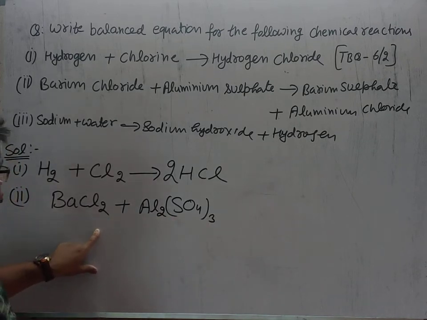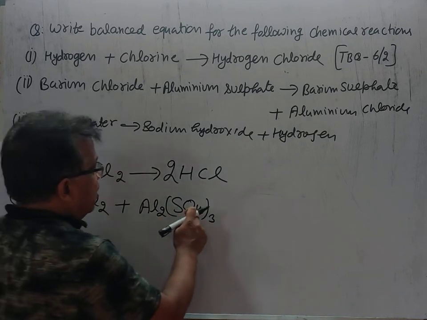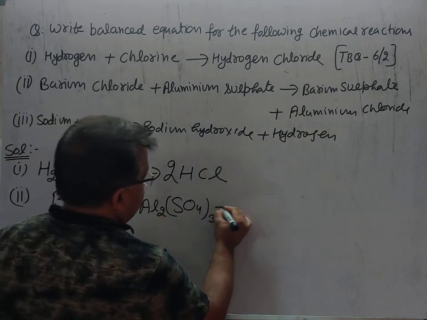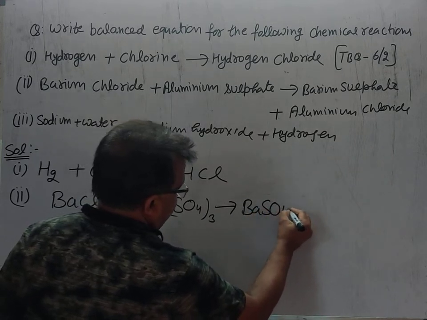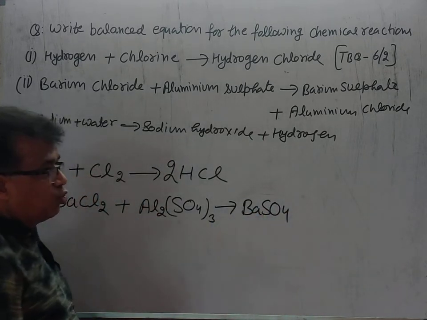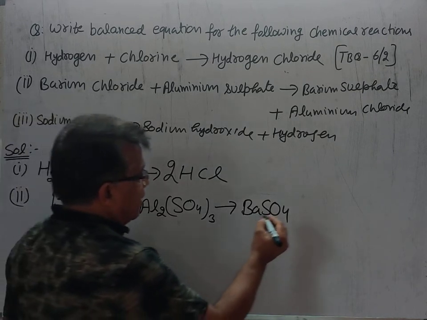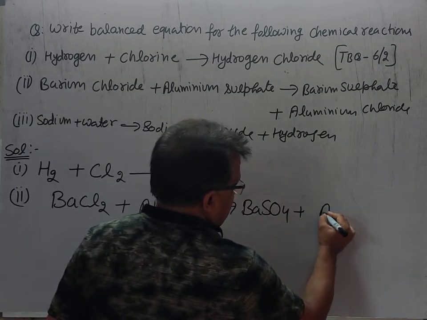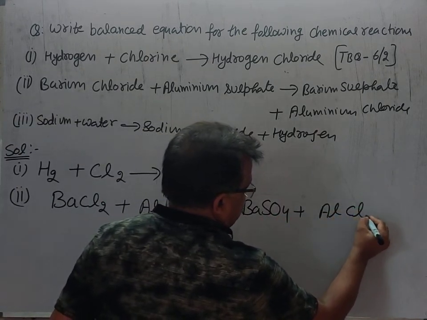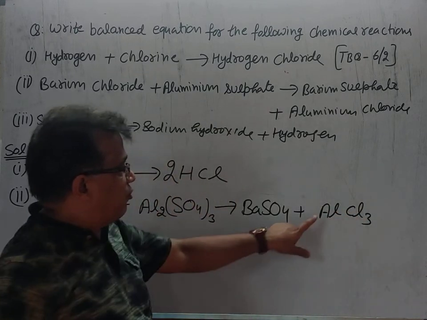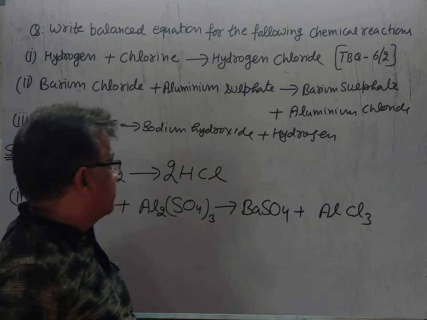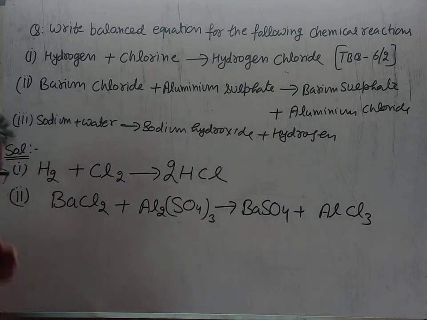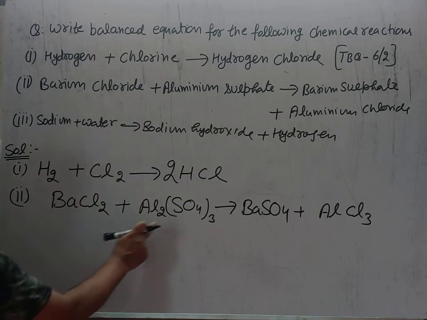So BaCl2 and Al2(SO4)3 to give barium sulfate BaSO4. Both have valency 2, therefore they are cancelled, and aluminium chloride AlCl3. The valency of aluminium is 3, chlorine is 1, they are crossed. Now for balancing you can start with anything you like.